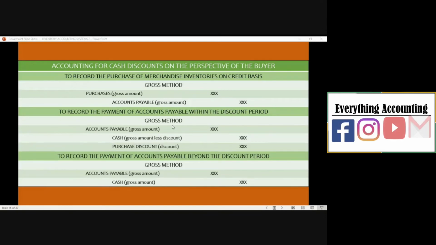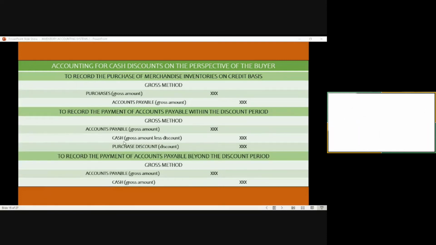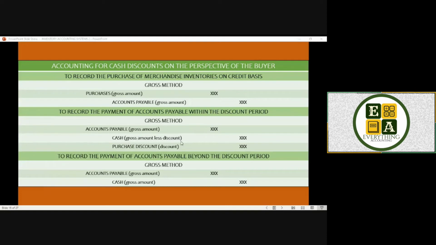Pag nagbayad naman ng accounts payable within the discount period, kasi meron kasi tayong tinatawag na discount period. So pag nagbayad tayo within the discount period, debit natin siya sa accounts payable at gross amount, at saka yung credit naman natin sa cash is the gross amount minus the discount. Kasi nagbayad tayo within the discount period, makaka-avail tayo ng discount. Then another credit, purchase discount. Purchase discount is also a contra purchases account along with purchase return.